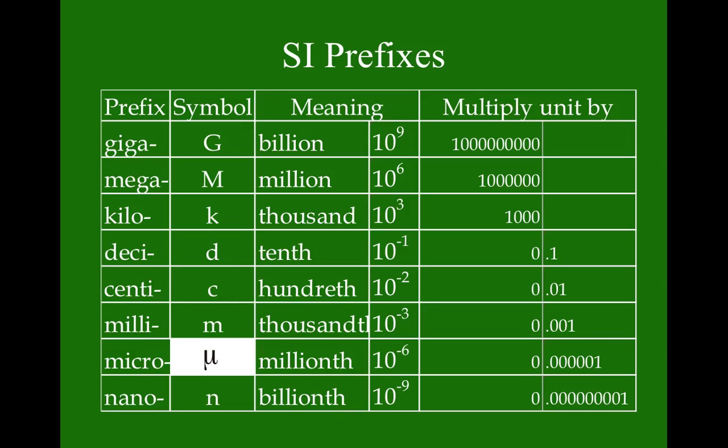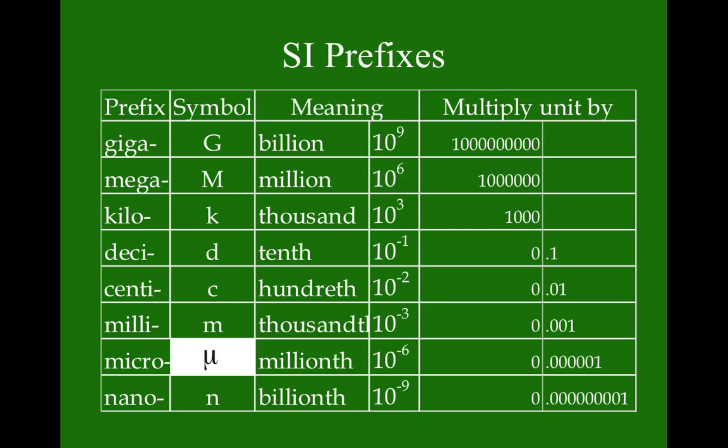Centi, you're probably very familiar with centimeter. That means a hundredth. So a centimeter is 1/100th of a meter. Another way to think of it is that you need 100 centimeters to equal a single meter. Milli is another one that you're probably familiar with. Milli means 1,000th. So a millimeter is 1/1000th of a meter. So I need 1,000 millimeters to equal a single meter.